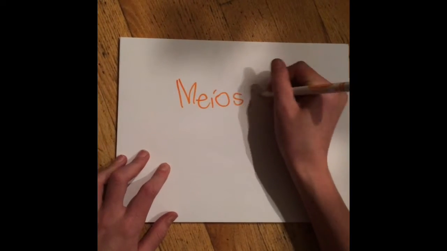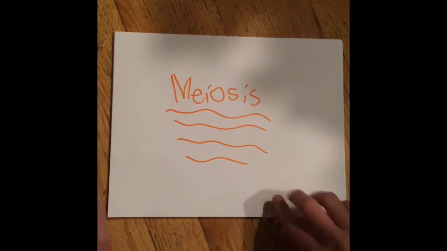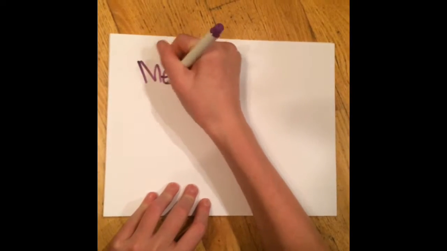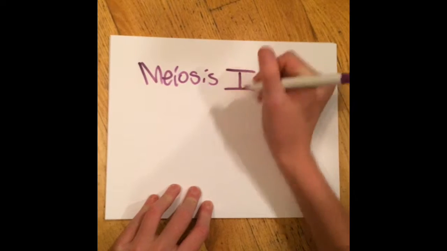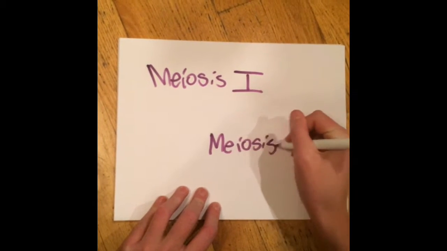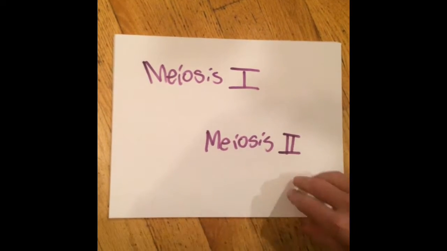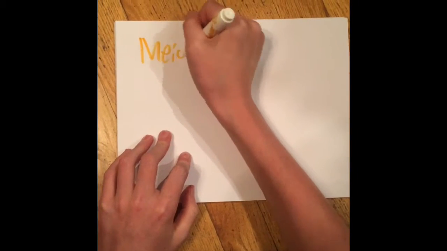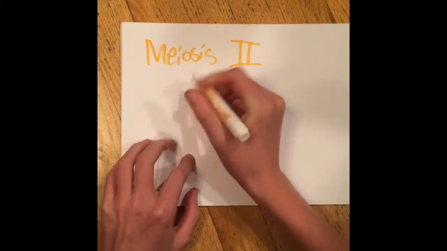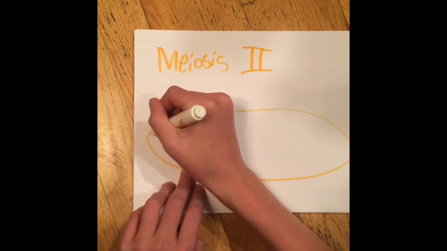Alright, so now we're going to move on to meiosis. There are two different stages of meiosis, meiosis 1 and meiosis 2. Meiosis 1 takes the same steps as mitosis. On the other hand, meiosis 2 skips interphase and directly separates the sister chromatids.